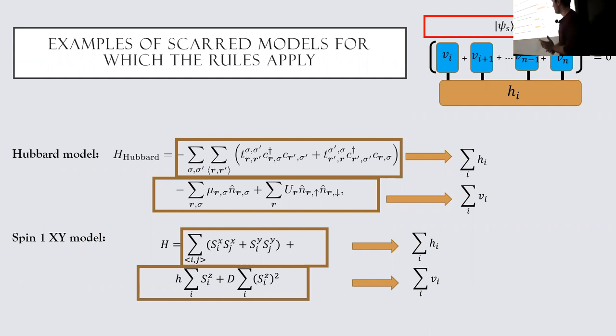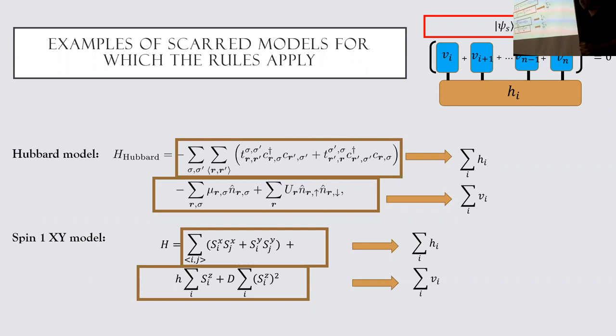Again, there's another example. In the spin-one XY model, you get these hopping terms between spins. These can be associated again with the h_i, and then we get local magnetization terms that can be associated with v_i, and this model also satisfies the other rules. What we have here are examples where, when we look at these Hamiltonians with all the terms together, these are expected within their symmetry sectors to fully thermalize. But using our construction, we can show that there exists a subspace of states that are time evolved according to a different time evolution, right? That's the idea here.